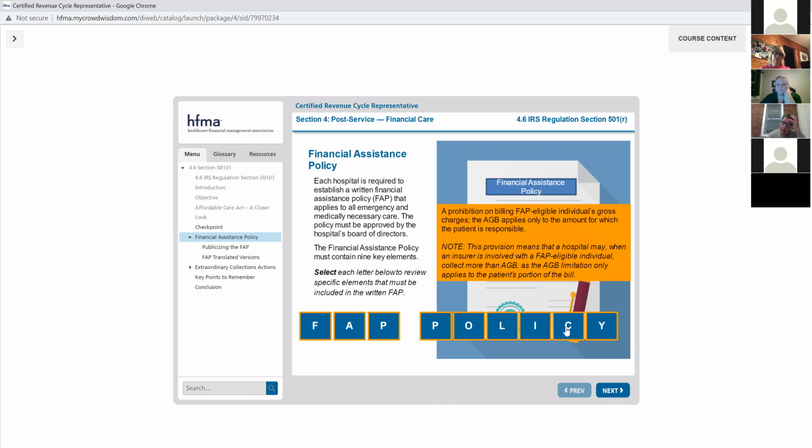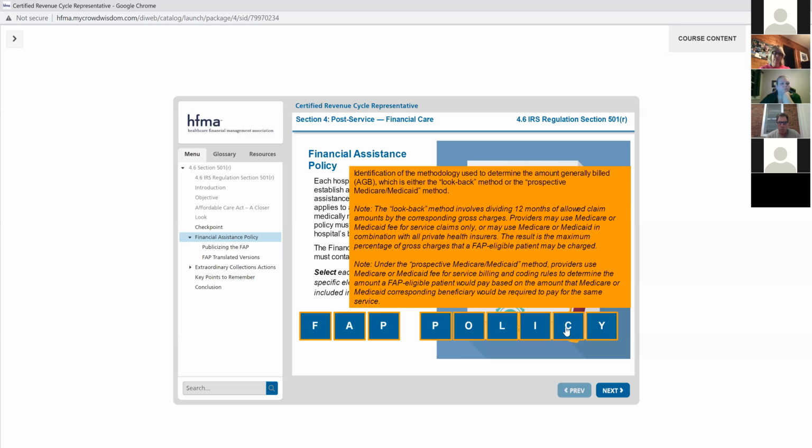And here's where they get into the AGB. There are two methodologies for your AGB. One is considered a look back, where you would take your previous 12 months history of approved charges, and you can either do a Medicare mix, you can do Medicare by itself, Medicaid by itself, you can mix in insurance carriers as long as you're consistent, and you would take the averages of 12 months and that would be your AGB. Or you can do it prospectively, where you'd use a Medicare Medicaid fee schedule going forward and apply your AGB fee schedule under that methodology. So there's two schools of thought, as long as you're consistent with whatever you use for each patient.